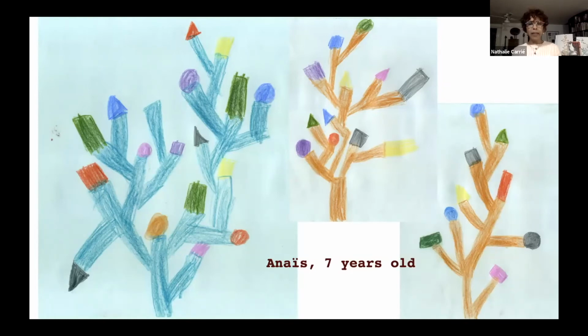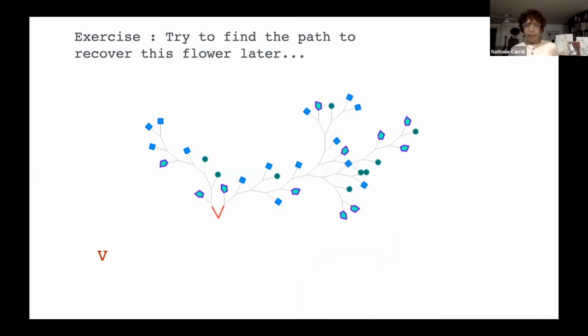This is an application of the V algorithm that I explained to my little 7-year-old granddaughter Anais. This is an exercise where I want you to try to find the code of the left side of the flower, the left branch of the flower, just to see if you understood how to get the flower again when you just have the code.